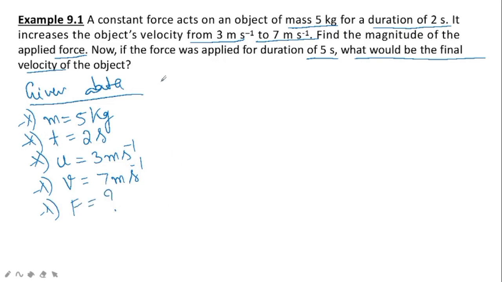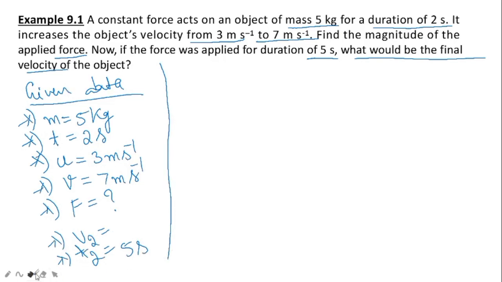And they have given one more thing, that we have to find the final velocity. We'll take it as v2, and the time as t2, because they have increased the time from 2 seconds to 5 seconds. Clear? So this is our given data. Now, by using this given data, we will try to solve this problem.